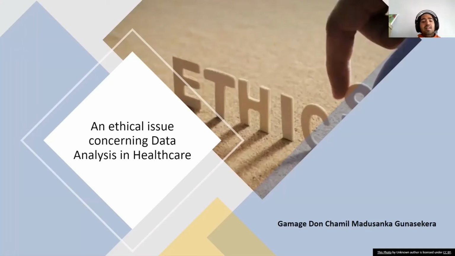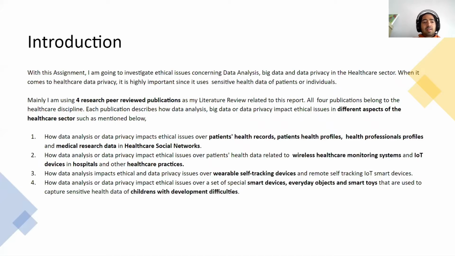Ethical issues concerning data analysis in healthcare. This is a part of Assignment 2 in the ICT unit. So, as an introduction, as per the assignment requirement, I'm mainly case studying 4 peer-reviewed publications.